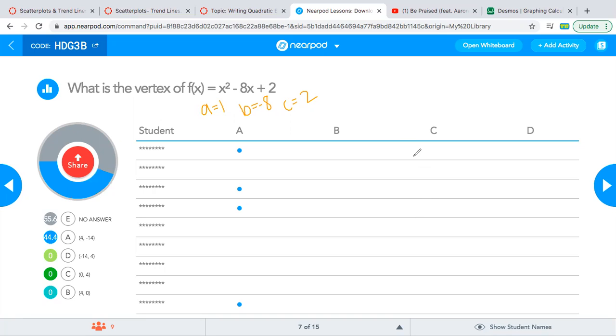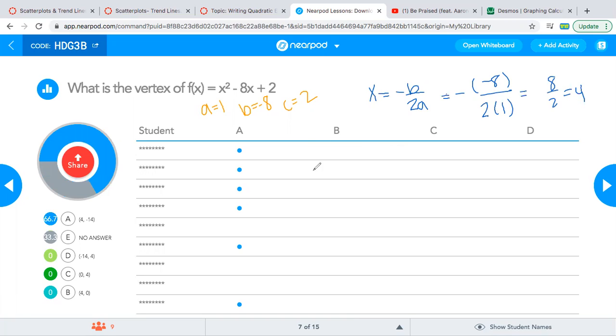So keep working if you're still going. I'm just going to do the x value, which everyone should be at already. So the x value is negative b over 2a. So negative b is negative 8 divided by 2a. Well, all this is positive 8 over 2, which would be 4. And then when I plug it back in, 4 squared minus 8 times 4 plus 2. Using my calculator, I get negative 14. Good job, everybody.